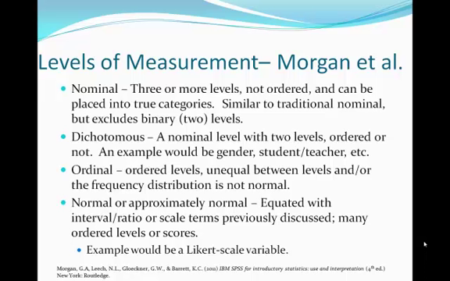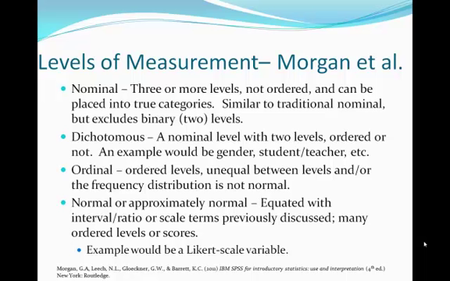Finally, Morgan et al. defined their levels of measurement a bit differently. Nominal they consider to be 3 or more levels, not ordered, and can be placed into true categories. This is similar to traditional nominal, but excludes the binary or 2-level. Dichotomous is a nominal level with 2 levels, ordered or not. An example would be gender, male or female.